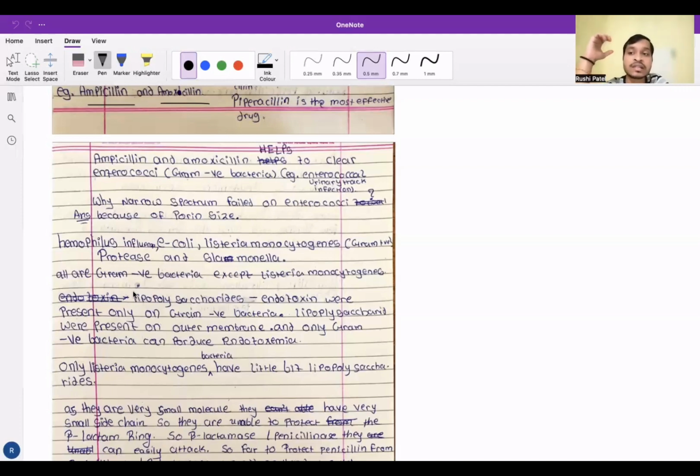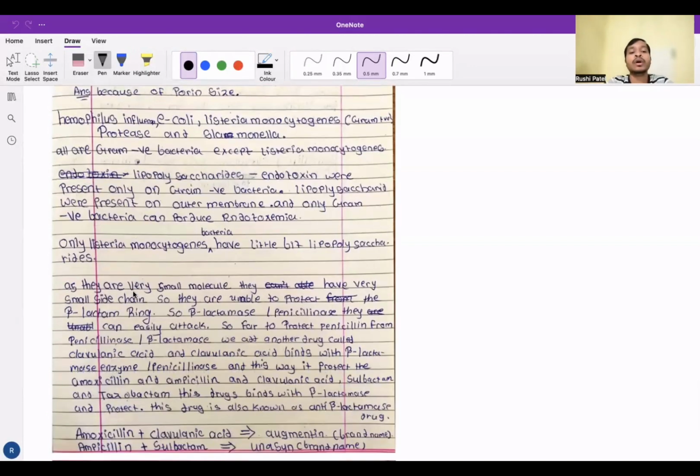Clavulanic acid acts like what? A bodyguard which protects the penicillin, because the R group chain is very, very small, so we have to find how we can protect it. Then we have to add something which kills the penicillinase, because the drugs are in oral form, so anyhow we have to protect it. So how can we protect it? In this manner we can protect it.